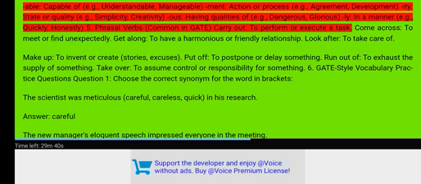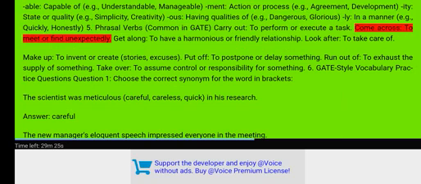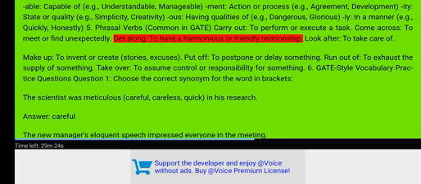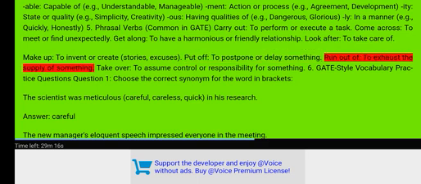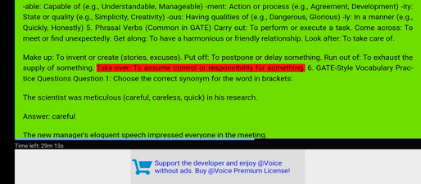5. Phrasal verbs common in GATE. Carry out, to perform or execute a task. Come across, to meet or find unexpectedly. Get along, to have a harmonious or friendly relationship. Look after, to take care of. Make up, to invent or create stories, excuses. Put off, to postpone or delay something. Run out of, to exhaust the supply of something. Take over, to assume control or responsibility for something.